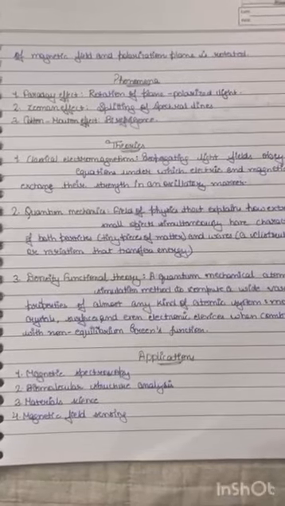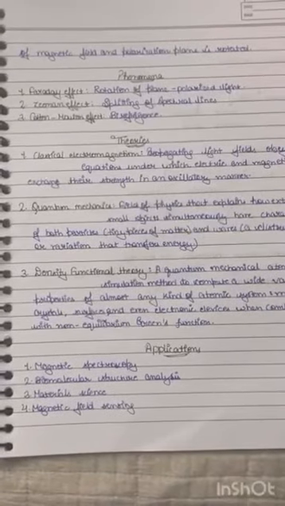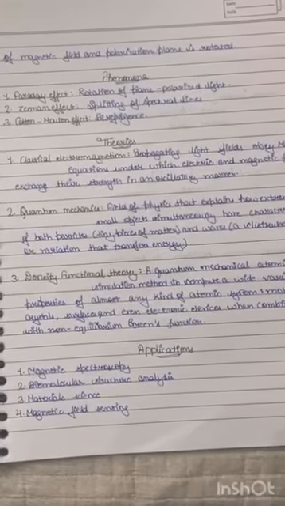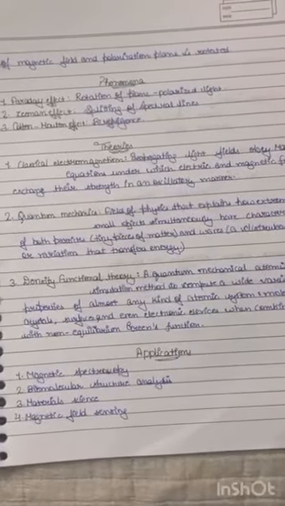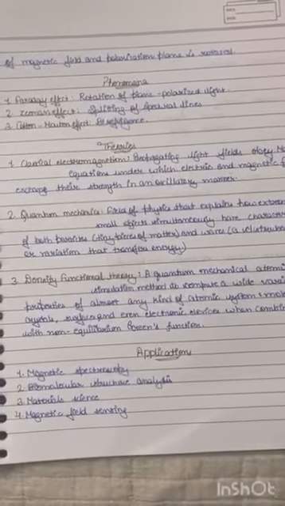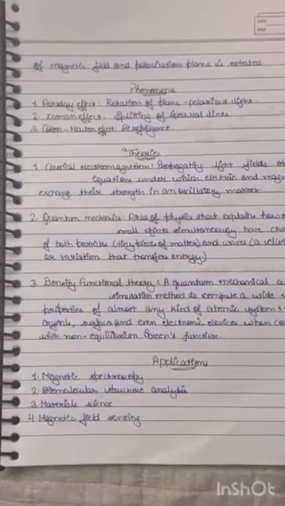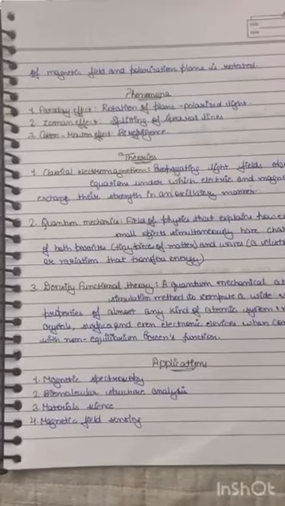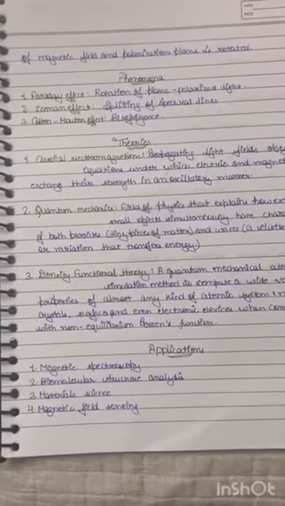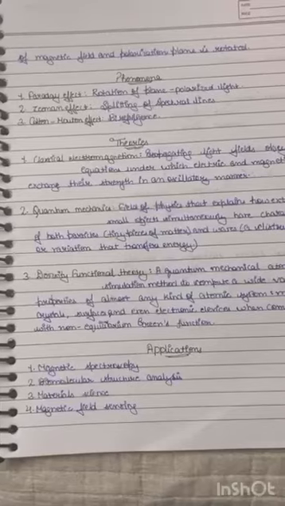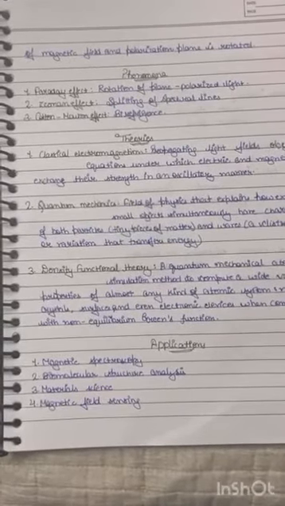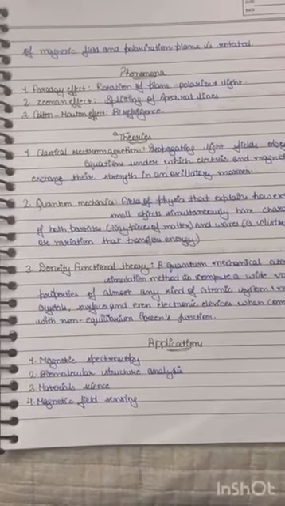The second is quantum mechanics, the field of physics that explains how extremely small objects simultaneously have characteristics of both particles, tiny pieces of matter, and waves, disturbances or variations that transfer energy. Density functional theory is a quantum mechanical atomistic simulation method to compute a wide variety of properties of almost any kind of atomic system, molecules, crystals, surfaces, and even electronic devices when combined with non-equilibrium Green's functions.